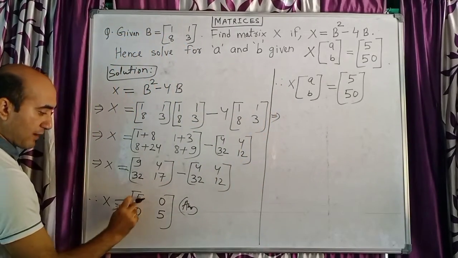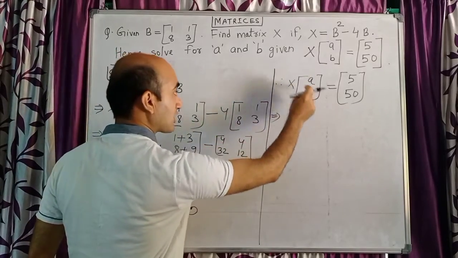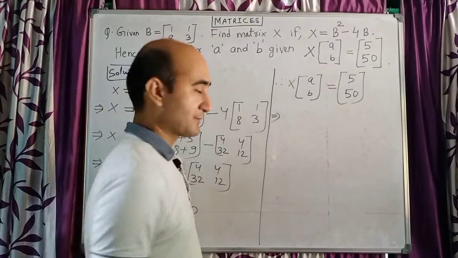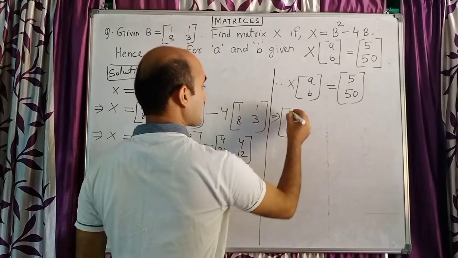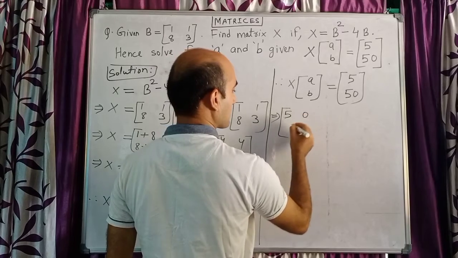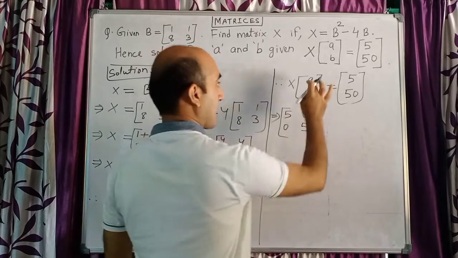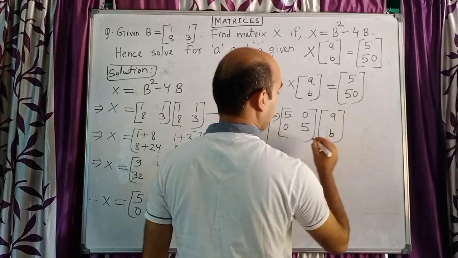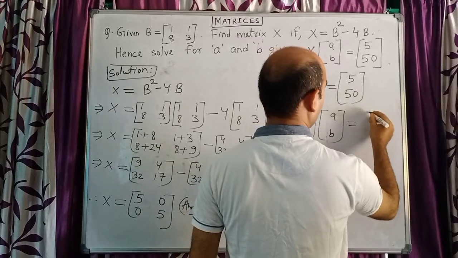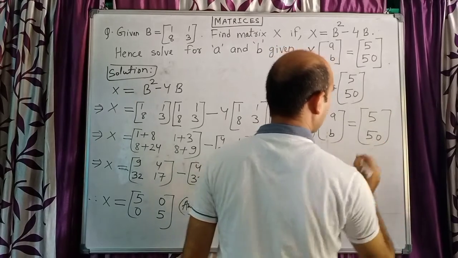Matrix X value is 5005. Now we will put that value of X here and we will try to find the value of AB. So the value of X is, just now we got, 5005. So the value of matrix X is this, and we have AB equal to 5, 50.